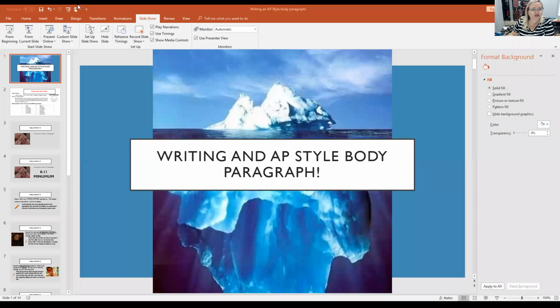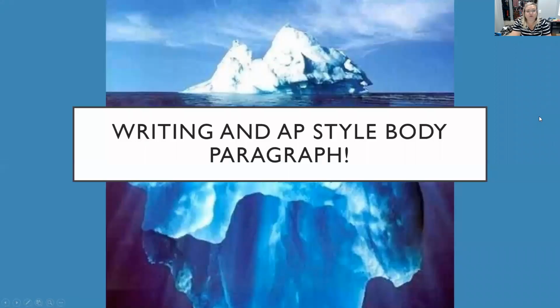Today I am going to be talking about the AP style paragraph for AP Lit. So I'm going to go ahead and share my screen with you. All right, so you probably remember this graphic from the very beginning of the year when we talked about the denotation being what you see of the iceberg and the connotation is everything else that's underneath. And that should say writing an AP style body paragraph.